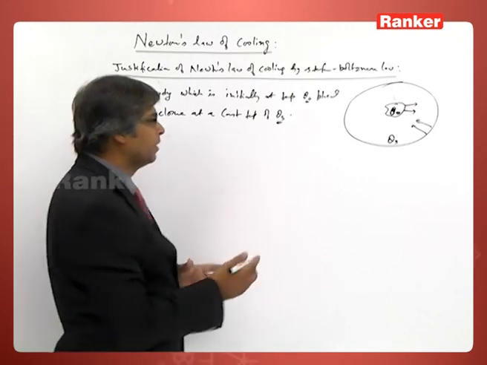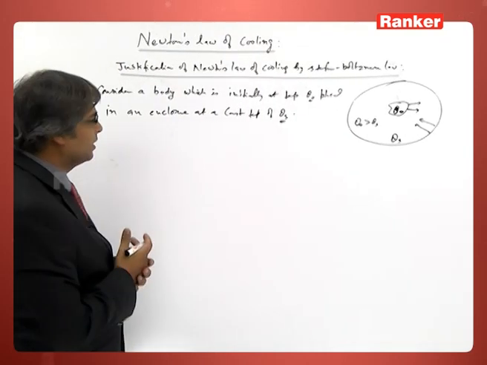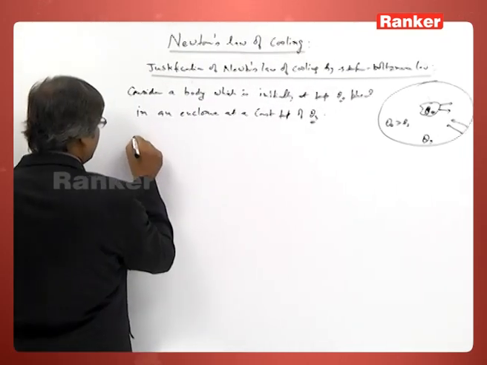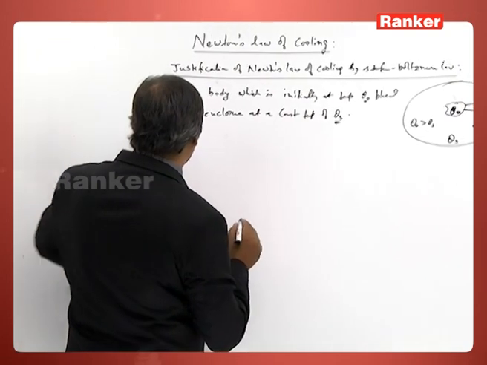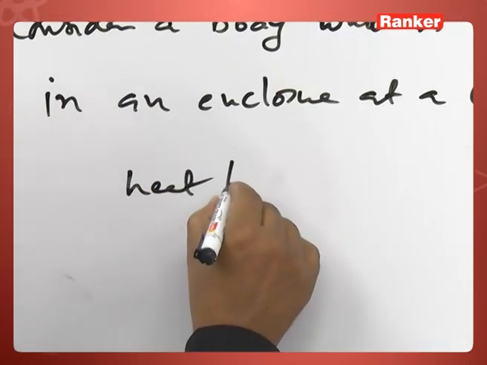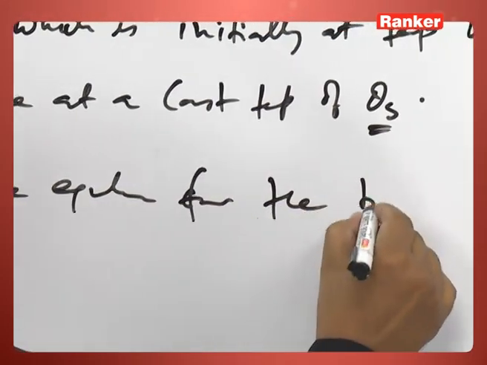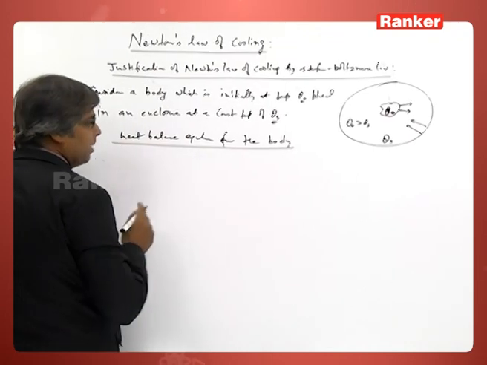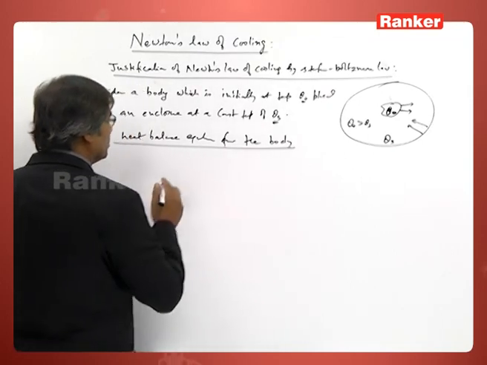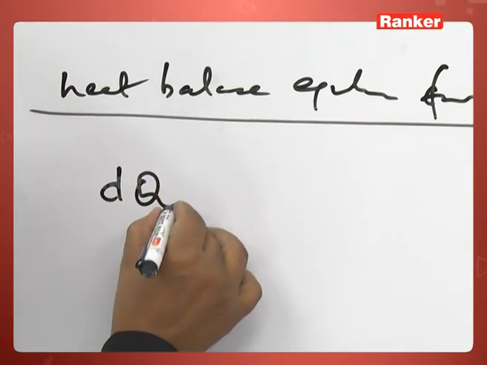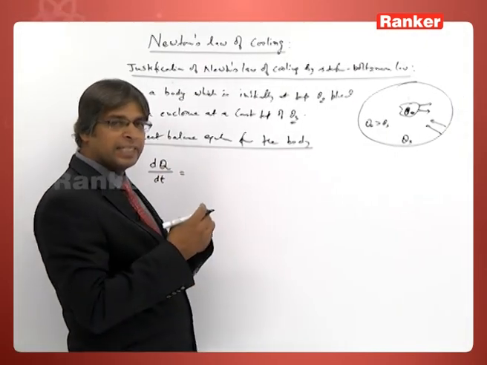Initially it is very high. So, theta naught is higher than theta s. So, this is why it is losing energy. So, let us write down the heat balance equation for the body. You see, the amount of energy radiated is the amount of energy absorbed. So, you see here dq by dt, this is the rate of net heat loss.